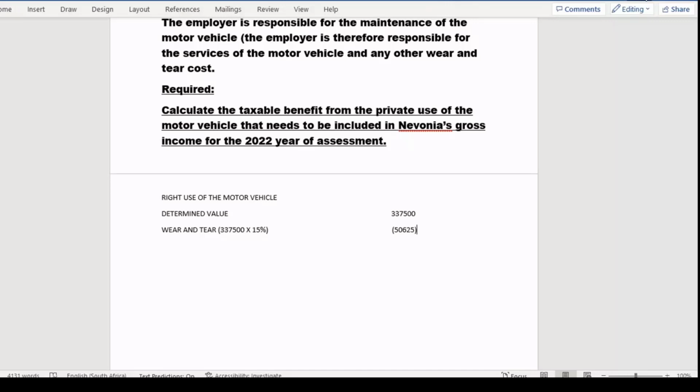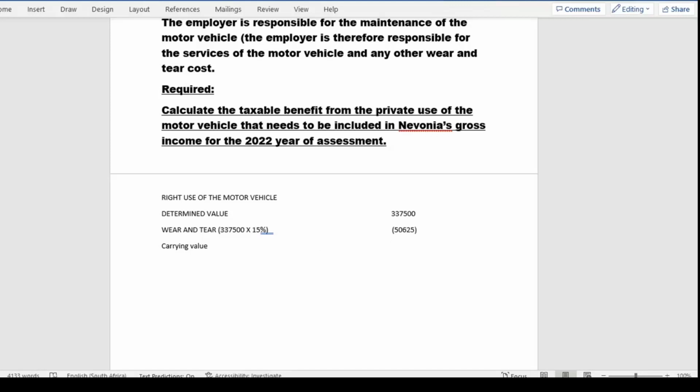Then you're going to say 337,500 minus 5625. Okay, that's the carrying value, right? I don't know. Okay, what are you getting at? How much is it?